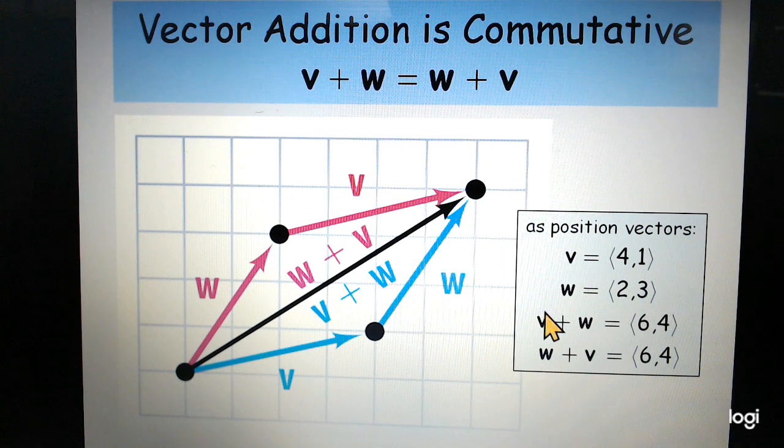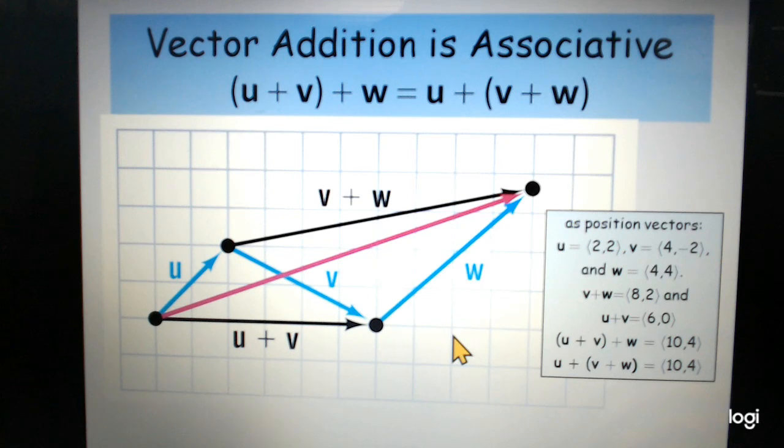So V plus W, W plus V would be the position vector 6, 4. Okay, and don't forget, the purple W vector is equal to the blue vector W for the simple reason that they have the same, let's see, over 2 and up 3, they have the same position vectors. Okay? All right.